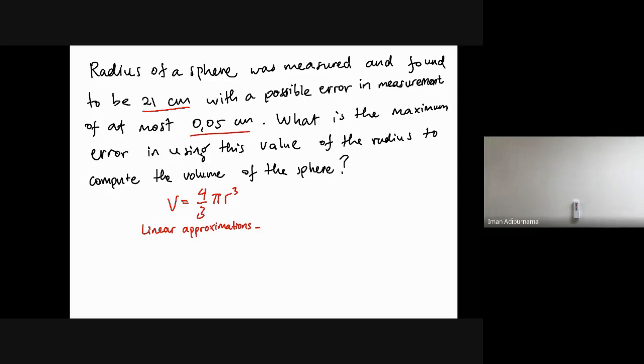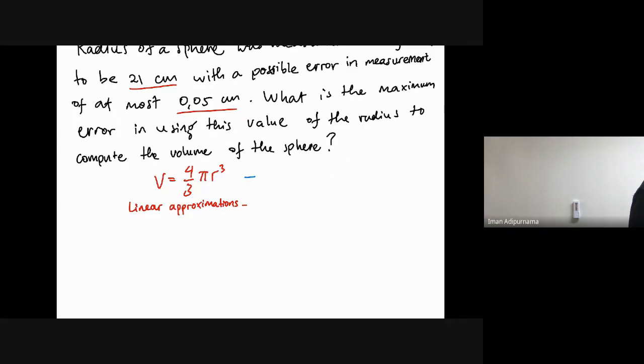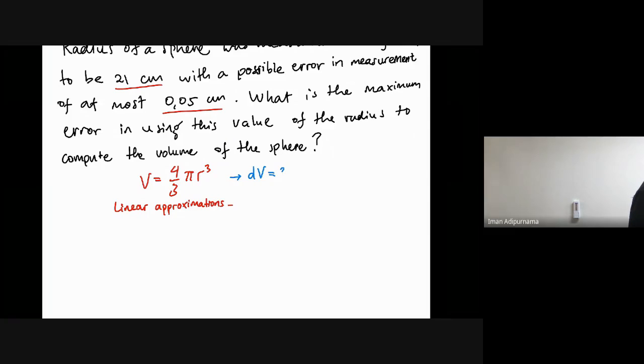So imagine the volume is our function. Okay. The volume is our function. Let's derive this volume to see the function. We can write the terms in differentials. Okay. So let's derive this, V becomes dV, and then 3.